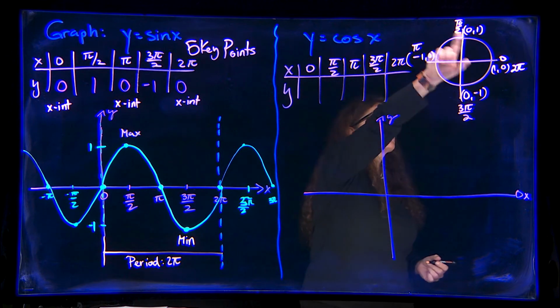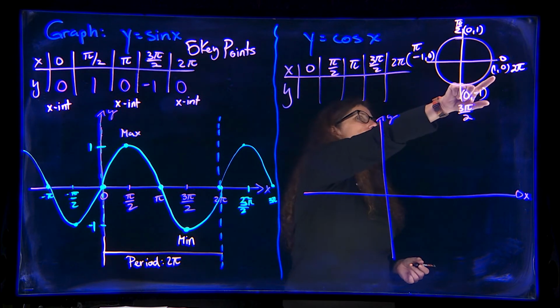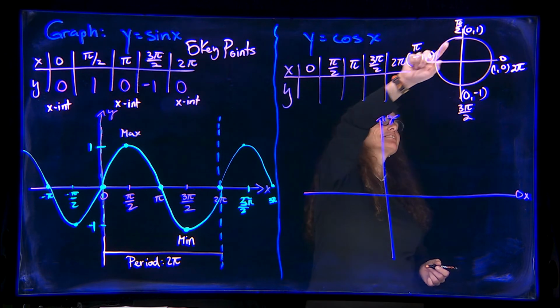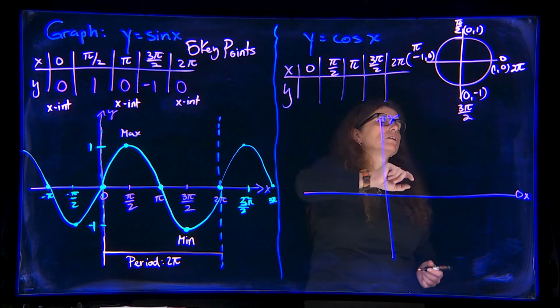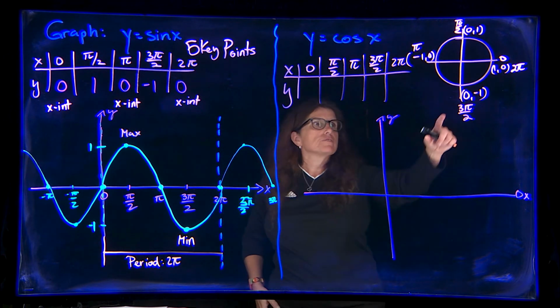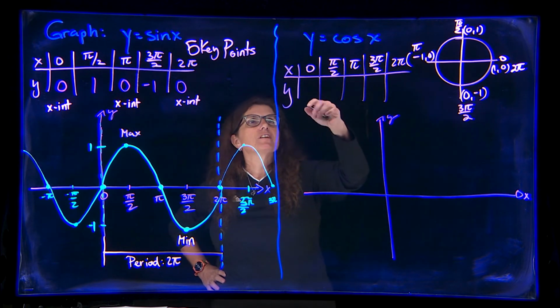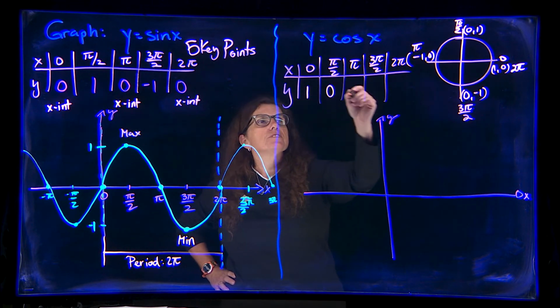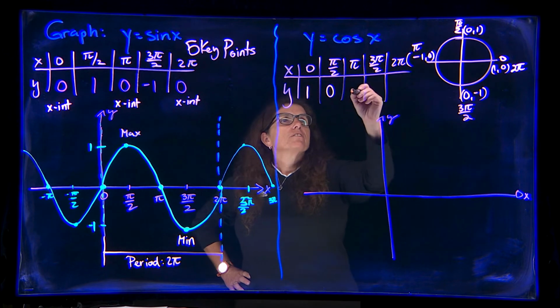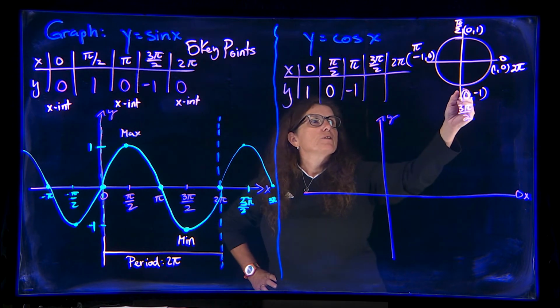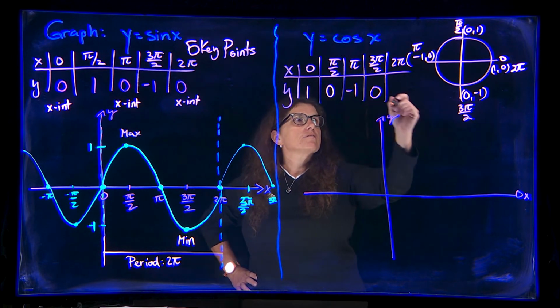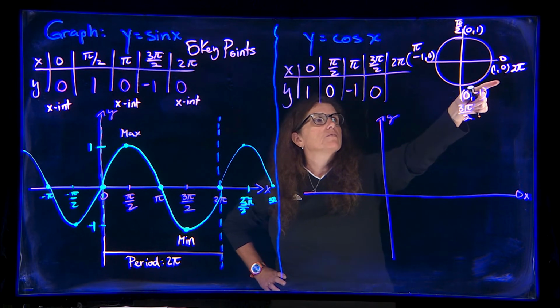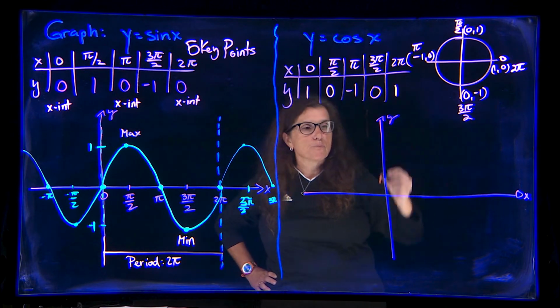Now, if we look at the unit circle, the cosine is defined as the x-coordinates of our ordered pair. So if we start at 0, the cosine starts at 1. Then we go to 0. Then we go to negative 1. 3 pi over 2 is 0. And then 2 pi, 1 full revolution, is 1 again.